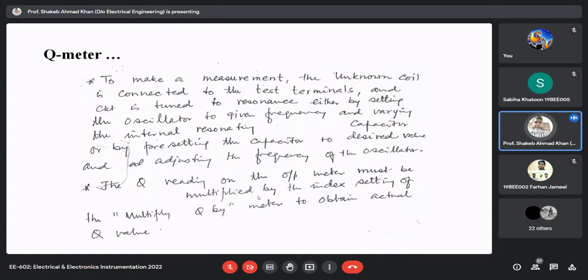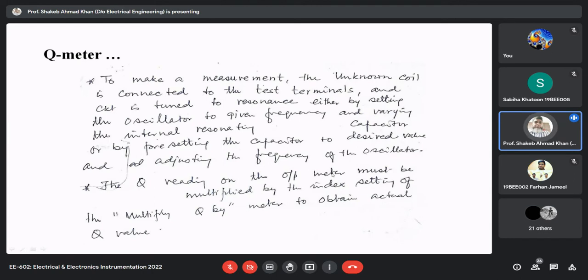Then how can we achieve the resonance? To make the measurement, the unknown coil is connected to the test terminals, and the circuit is tuned to resonance either by setting the oscillator to a given frequency and varying the internal resonating capacitor, or by presetting the capacitor to a desired value and adjusting the frequency of the oscillator. The two ways are there.